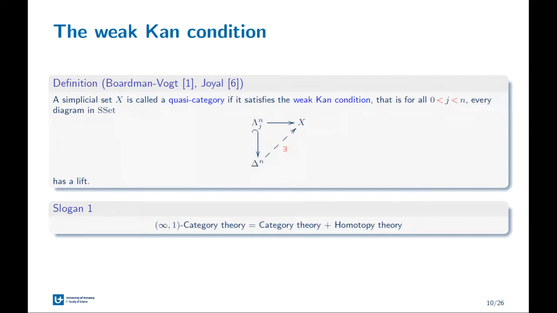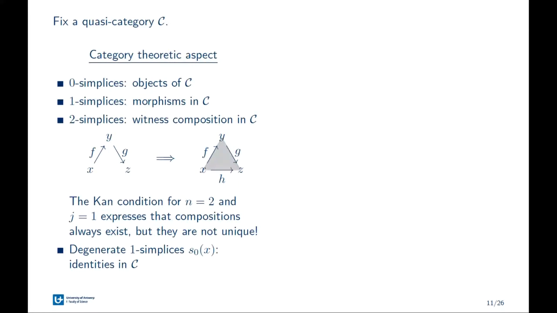I want to hone in on this aspect a little bit. So how does this Kan condition, this weird lifting property with these horns, give rise to, on the one hand, category-like behavior, and on the other hand, homotopy-like behavior? So let me hone in on these two aspects of the theory. So let's fix some quasi-category C, so a simplicial set satisfying this weak Kan condition.